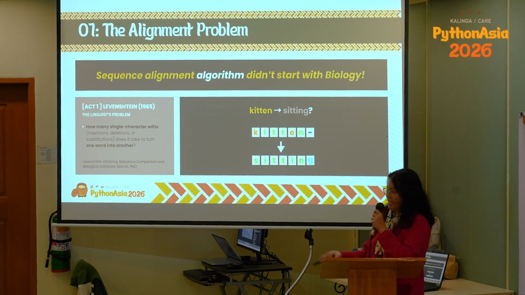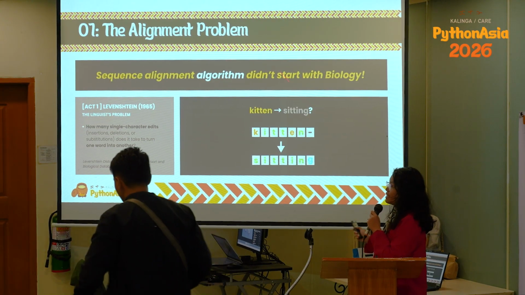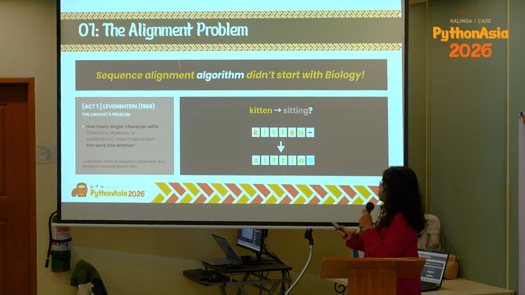So what does that mean? Why is that important to us? It is important to us because this is similar to the idea of DNA sequencing, because we are doing insertions, such as the letter G here, or substitutions in which we are changing a letter or character into another. That is the basic idea of Levenshtein.